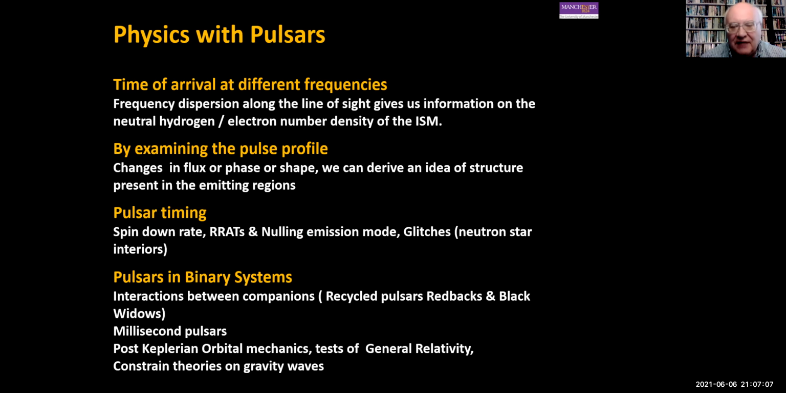Pulsar timing itself, looking at how the rotation speed of the pulsar changes, gives us a lot of information as to how the body is interacting with its environment. Pulsars slow down because of that interaction. We can measure that slowdown. We have nulling emission modes where the pulsar continues to rotate, but we don't actually see the emission for a period. And we'll have an illustration of that a little bit later as well. And we can detect glitches, that's speeding up of the rotation period based on an interaction between the surface and the interior of the neutron star. Pulsars in binary systems give us a lot of information on gravitation and interaction between the stars themselves.